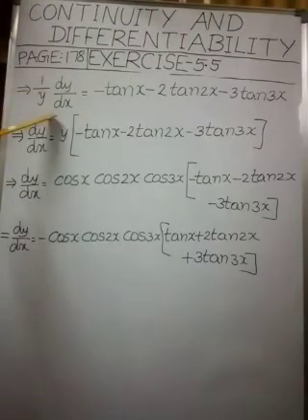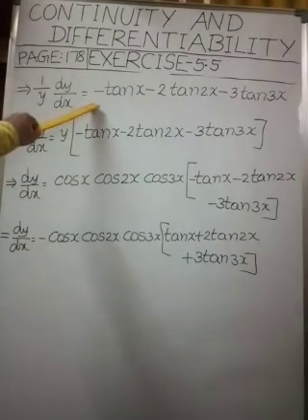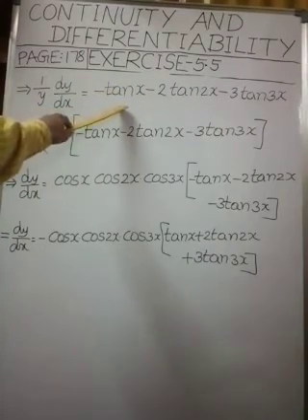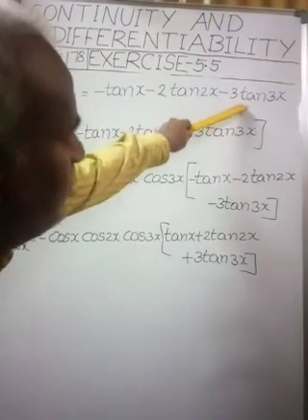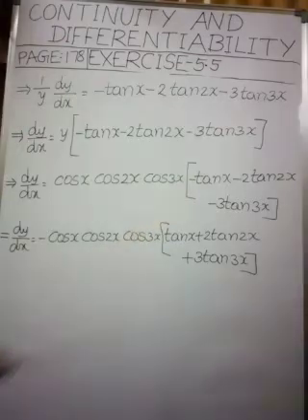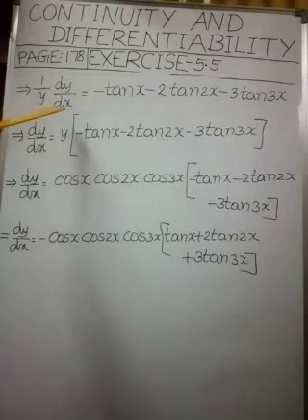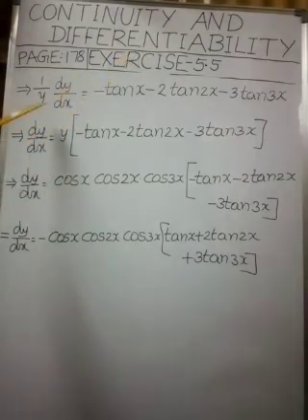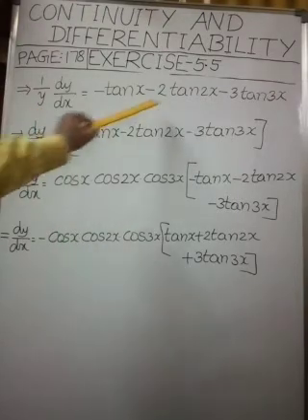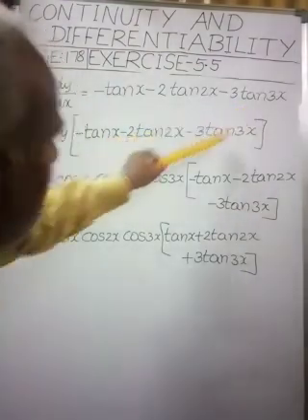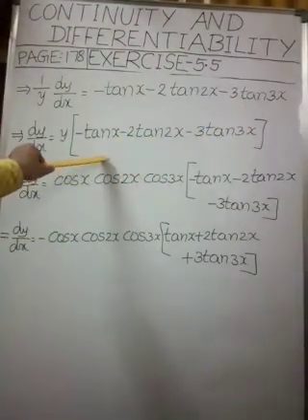Right. This implies 1 by y dy by dx is equal to, by simplifying the first term, we get minus tan x. By simplifying the second term, we get minus 2 tan 2x. By simplifying the third term, we get minus 3 tan 3x. Understood this step, my dear children? Right. Finally, we have to find dy by dx. So the differentiation part is also over. So we send this y to the RHS. This implies dy by dx is equal to y into minus tan x minus 2 tan 2x minus 3 tan 3x. Understood this step, my dear children?